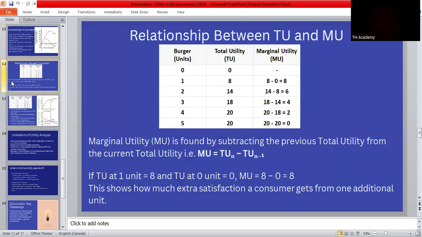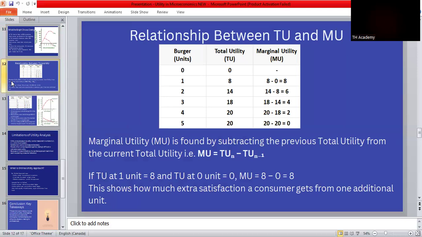Now let's look at the example using burgers to understand TU and MU. When you eat the first burger, your total satisfaction is 8. So the marginal utility, that is basically the extra satisfaction from the first burger, is also 8.